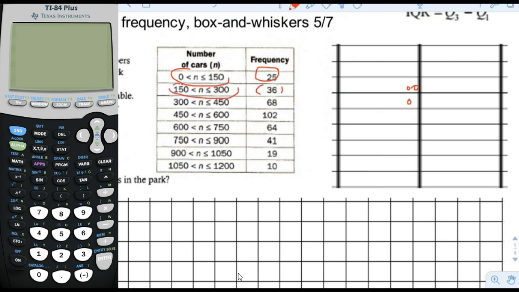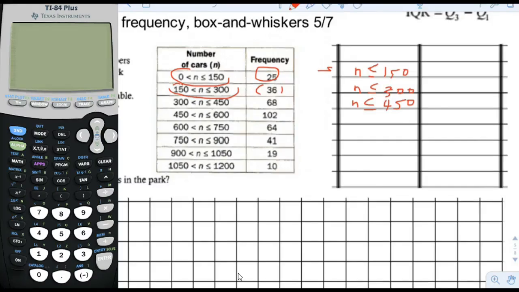Now, what do you do in a cumulative frequency graph? What you do is, instead of having groups like this, you make it so that the first group would be all the days that had less than or equal to 150 cars. And then the next one would be all the days that had less than 300 cars. And then the next one would be all the days that had less than 450 cars. So you see, instead of having a range of minimum to maximum, you just include everybody that had up to that many cars.